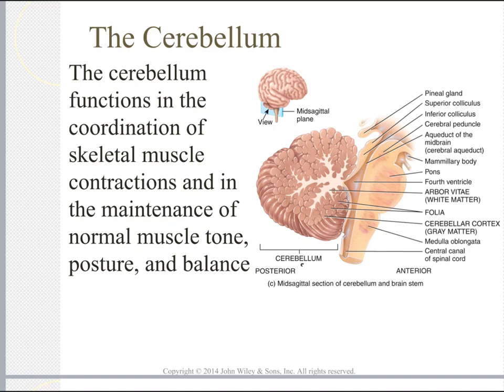Again, we have the cerebellum here, but a couple things I want you to point out when we put it all together. We have the pons, the medulla oblongata, and then look, here's our cerebral aqueduct, again connecting the third, which would be here, and the fourth ventricle. And then we keep going down into the central canal of the spinal cord.